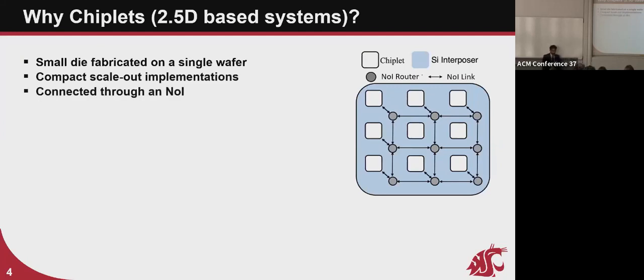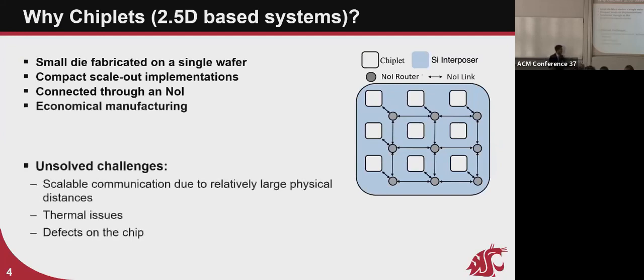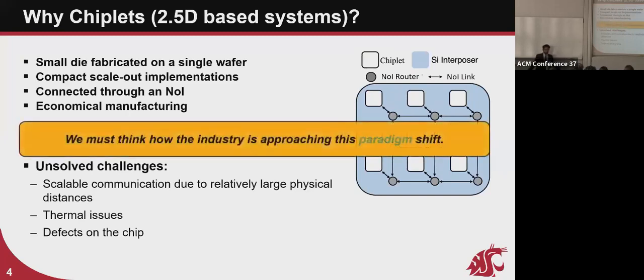However, in this case, because the yield improves, because the defects are amortized on a smaller die, it is an economical manufacturing process, but it has issues now that the chiplets are physically far apart. You can see the scalable communication due to this larger physical distance becomes an issue. There might be thermal issues within the technology node that we're using, and defects. But here, we should think about how industry is approaching this paradigm shift.